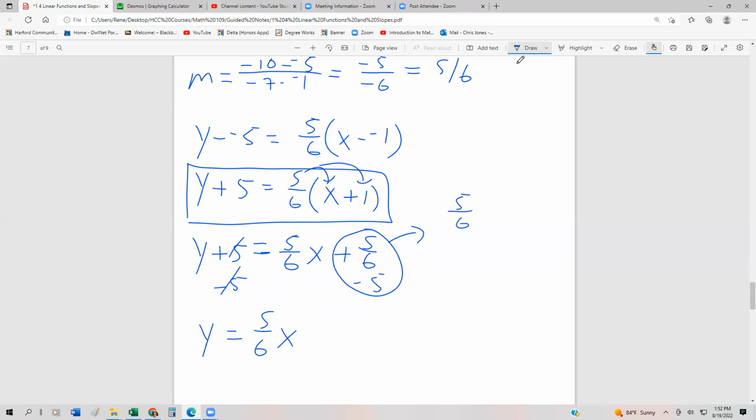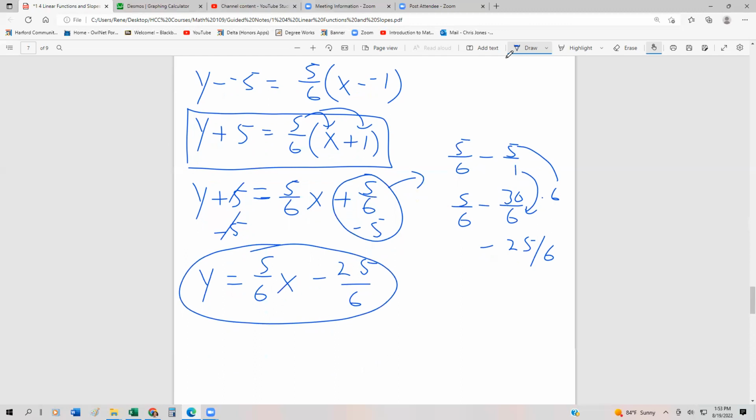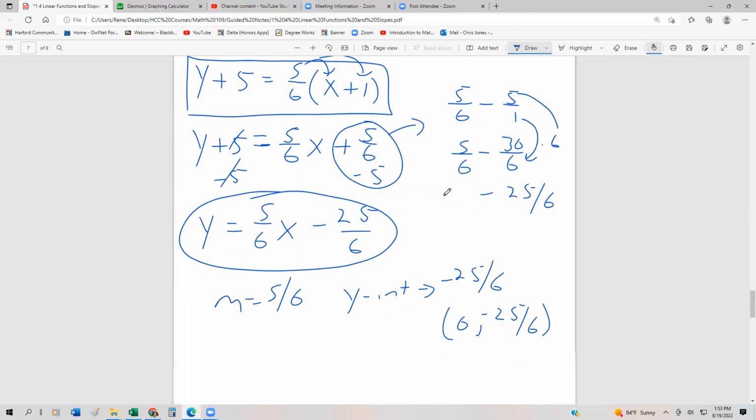So we have 5 over 6 minus 5 over 1. If we get a common denominator of 6, 5 over 6, and to go from 1 to 6, we have to multiply by 6. So 5 times 6 is going to give us 30, and then 5 minus 30 is going to give us negative 25/6. Okay, and that's going to be our slope intercept. So the slope m is 5/6, and the y-intercept would be negative 25/6, which means that the point 0, negative 25/6 falls on that line.